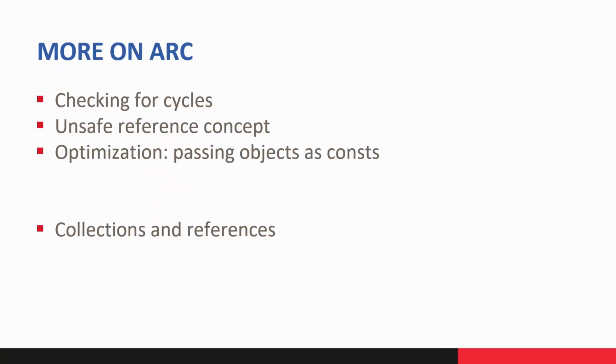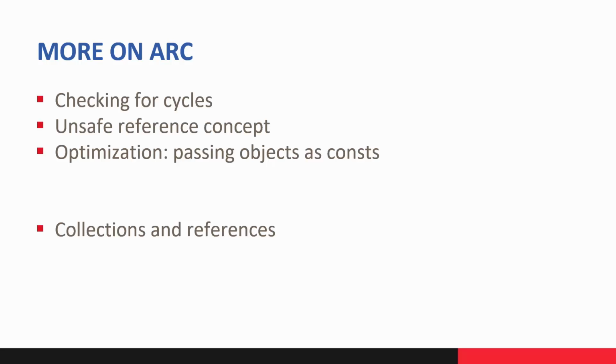So a few more things on ARC. There are ways of checking for cycles. In fact, there is a check for cycles method. And then there's another concept, which is the concept of unsafe reference. We'll get to that in another demo.